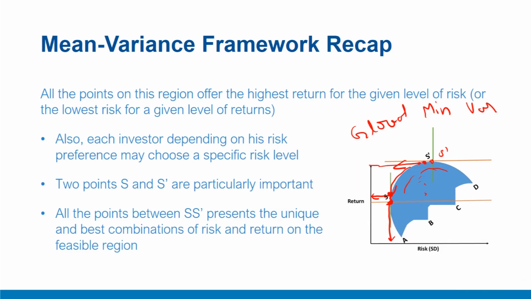Another portfolio S dash is important because it offers you the highest return across the feasible region. So if you take any portfolio in this feasible region, S dash offers you the highest return. And the surface, this efficient frontier represented by SS dash, is a unique and best combination of risk return profile in the feasible region, and that is why we also call this SS dash region the efficient frontier.